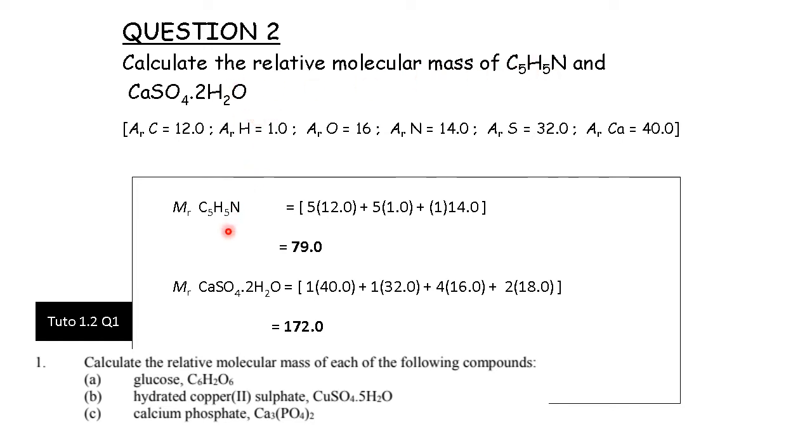So we look at this one. First of all, we must know the relative atomic mass of carbon. So 5 times the relative atomic mass of carbon, and then 5 times the relative atomic mass of hydrogen, and then 1 times the relative atomic mass of nitrogen. Sum up, you get the answer 79. Okay, so please try this kind of question from your tutorial 1.2 question 1.